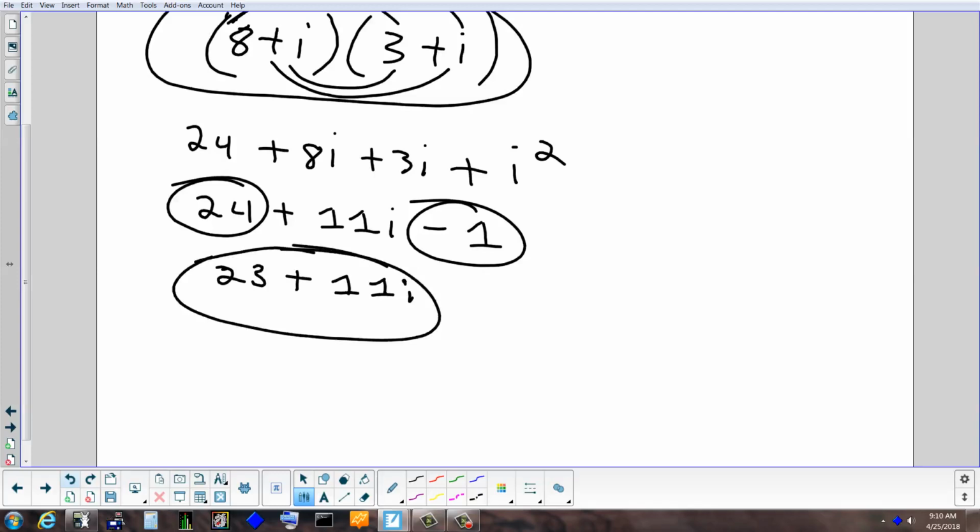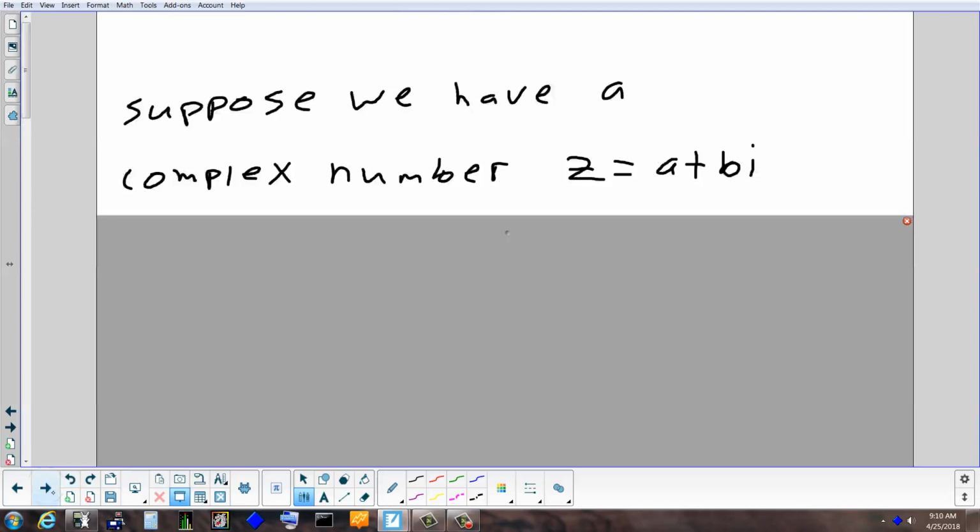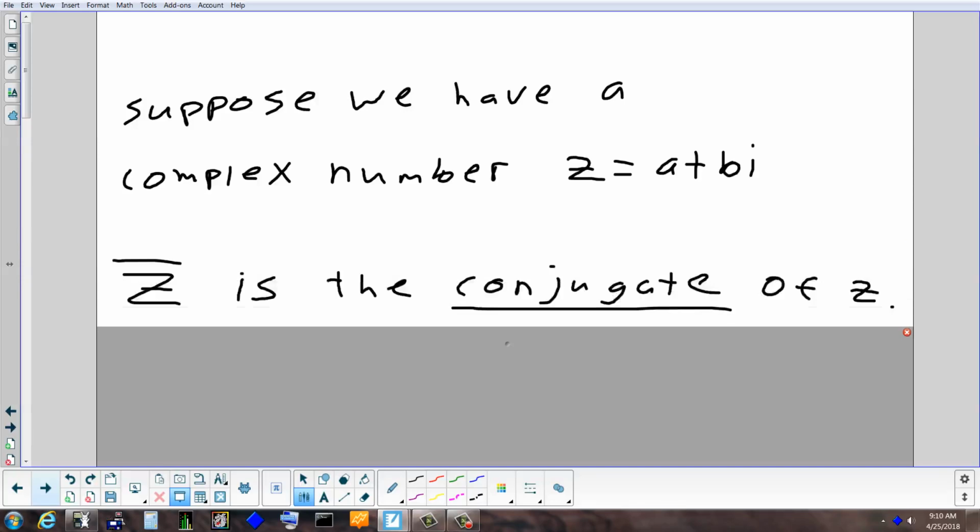Okay, multiplication's important because when we do division, we really have to do multiplication. So if you understand this, you're like 90% of the way to being able to do division. But before we talk about division, there's one thing I have to mention first, and that's called a conjugate.